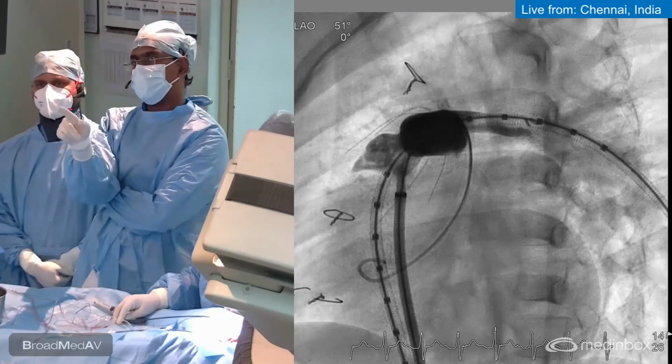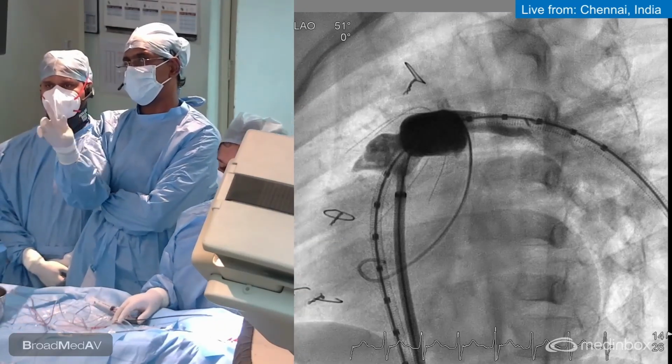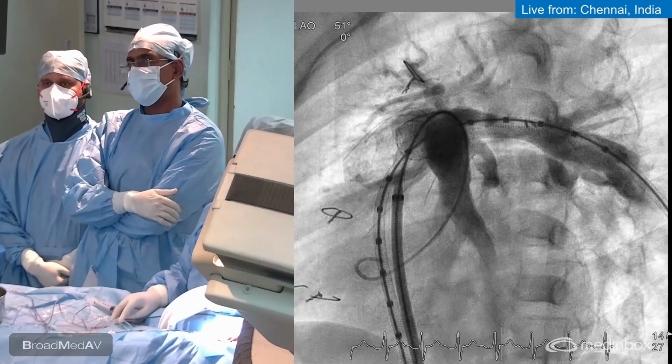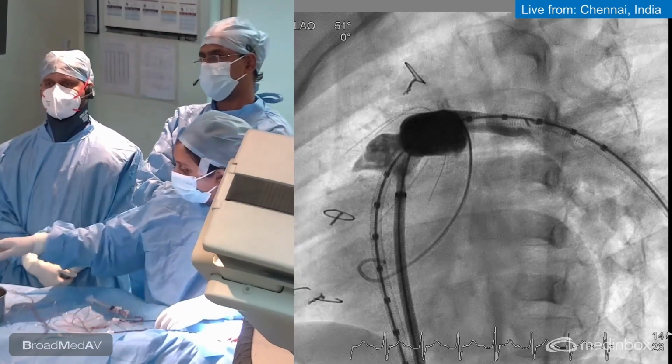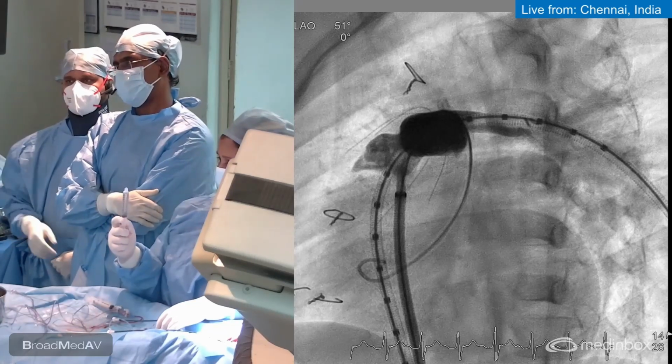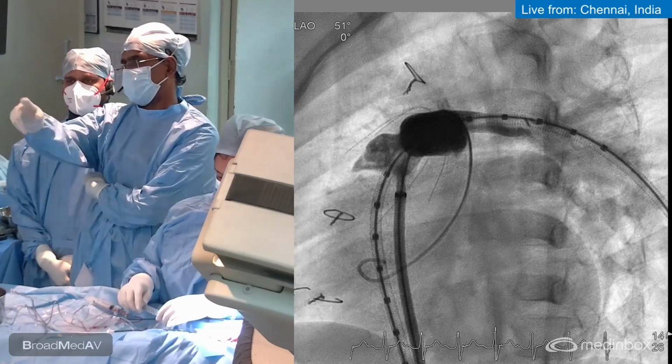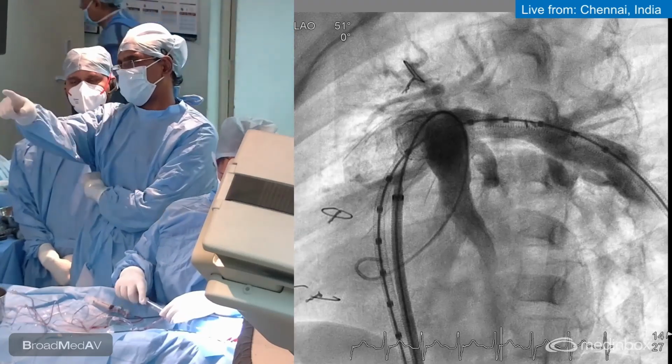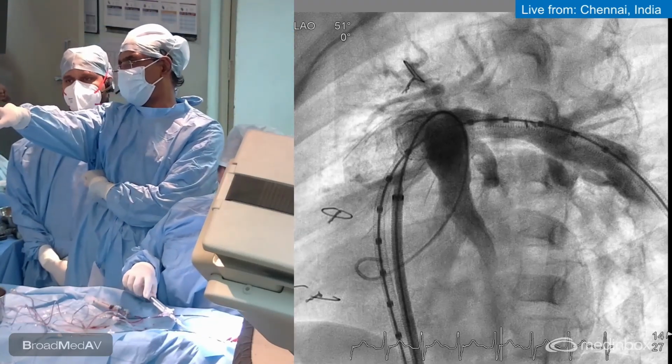Freeze it. Okay. Now let us carefully assess. 1, 2, and 3. Next frame. Yeah, I think 3 should be enough. Right? You see that? Next frame. Here it has started.